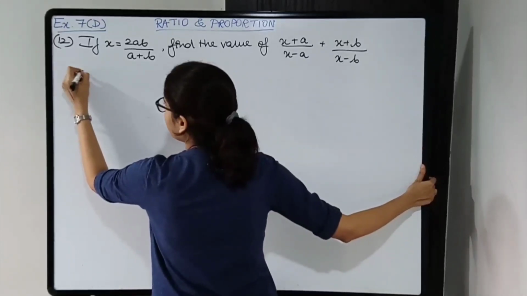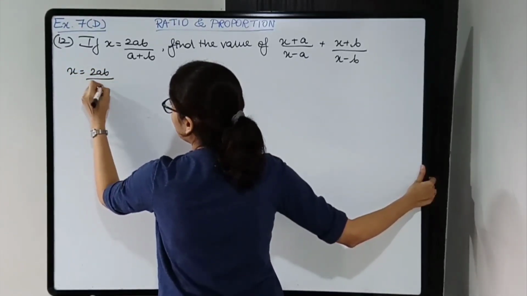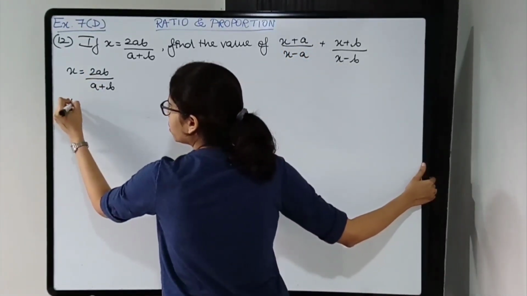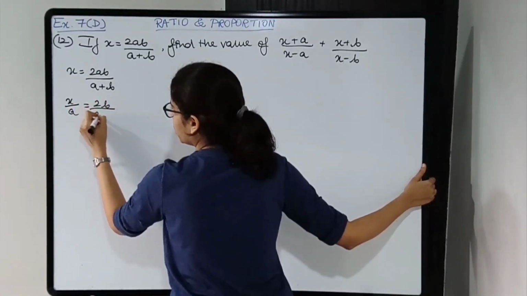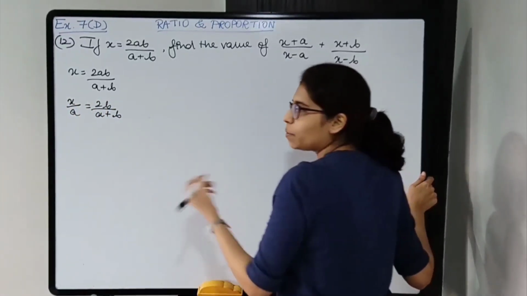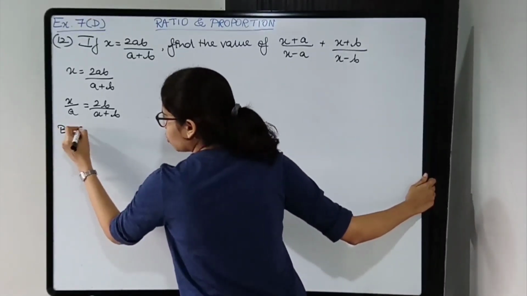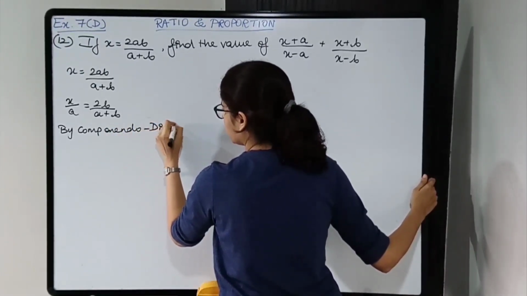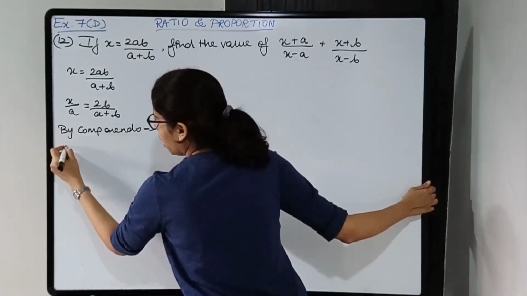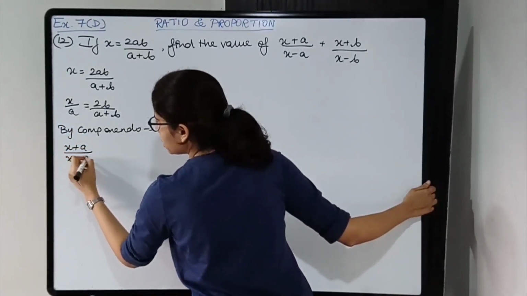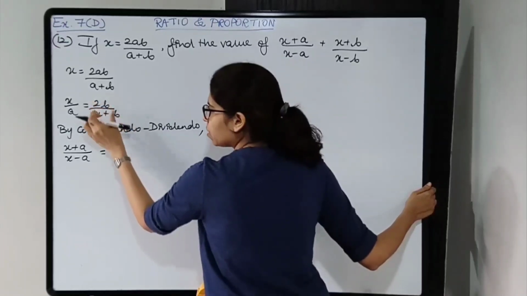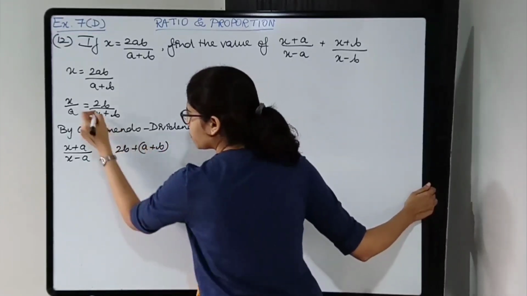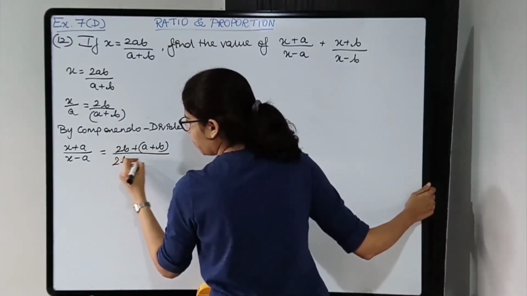So x is equal to 2ab upon a plus b. I need x upon a. So I'll shift a over here. X upon a is equal to 2b upon a plus b. Now applying componendo dividendo. So by componendo dividendo, x plus a upon x minus a is equal to same thing over here. Numerator plus denominator upon numerator minus denominator. So numerator plus denominator upon numerator minus denominator.